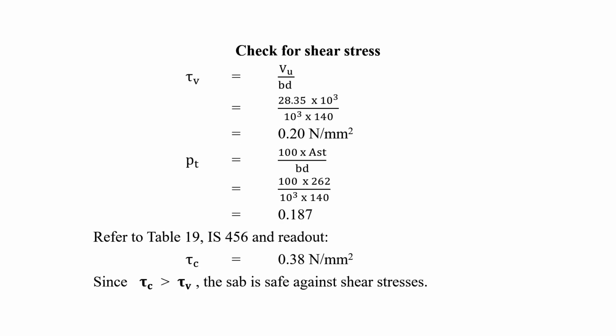The next step is check for shear stress. The formula is tau v is equal to Vu by b d. Vu value is 28.35 into 10 power 3 divided by 1000 into 140, that is 0.2 Newton per mm square. And then calculate the percentage of steel. The formula is 100 Ast divided by b d, that is 100 into 262 divided by 1000 into 140. The value is 0.18. And the tau c value is taken from IS 456, and compare tau c and tau v. The value is tau c is greater than tau v. Hence the slab is safe against shear.